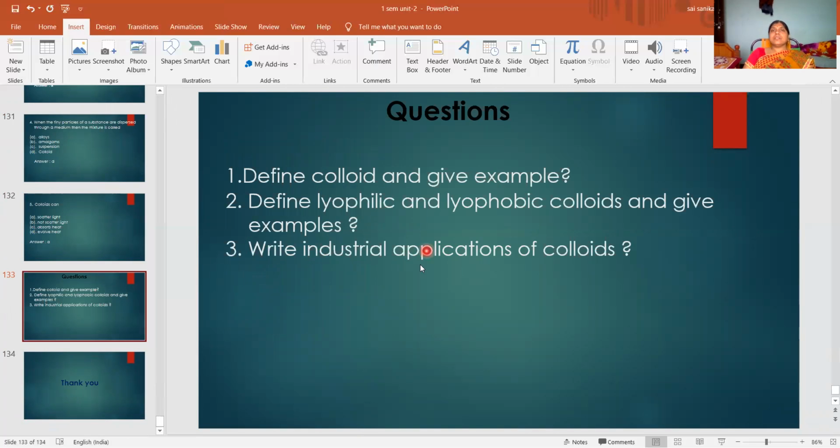This type of questions you get from this topic. Define colloid and give an example. Define lyophilic and lyophobic colloids and give examples. And write industrial applications of colloids. Among these questions, the industrial applications and the definition of colloids are important. The properties are not as important. These are important questions and these may be asked in your final exam.